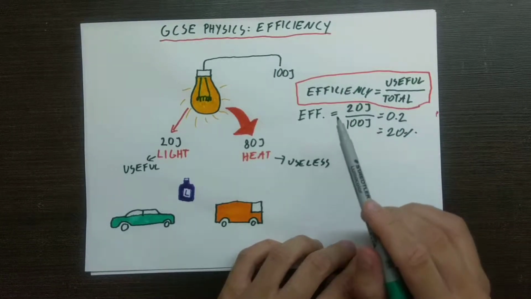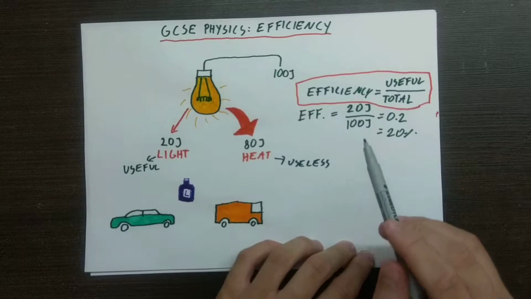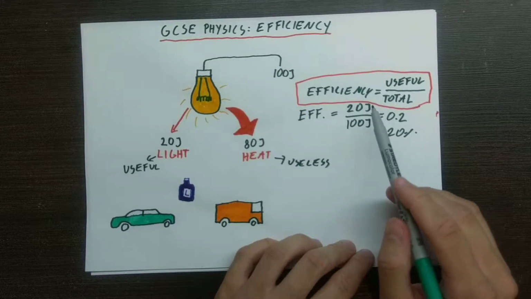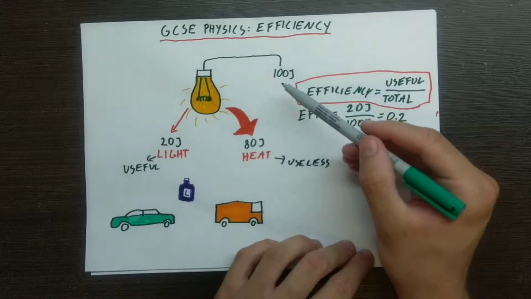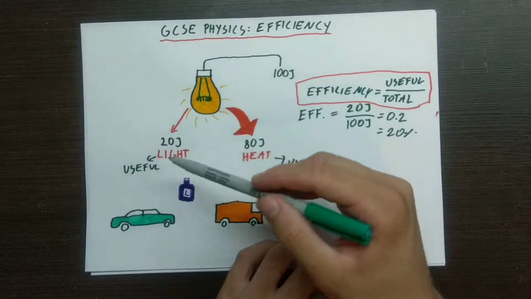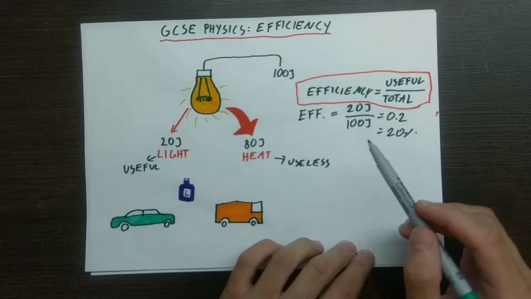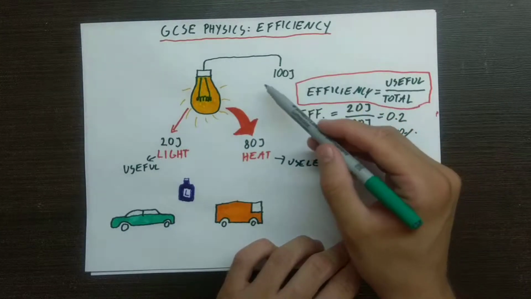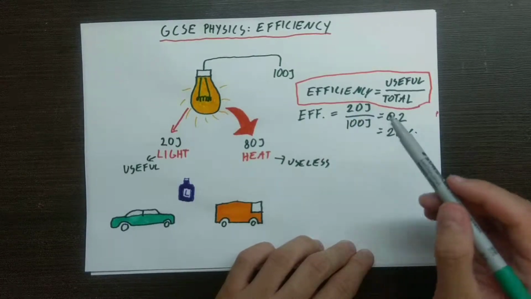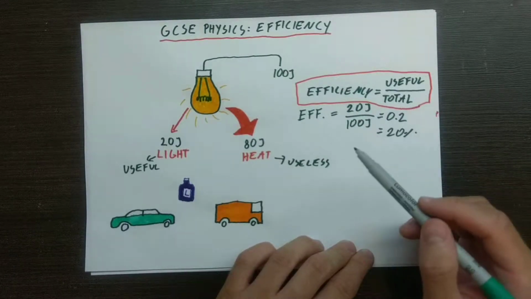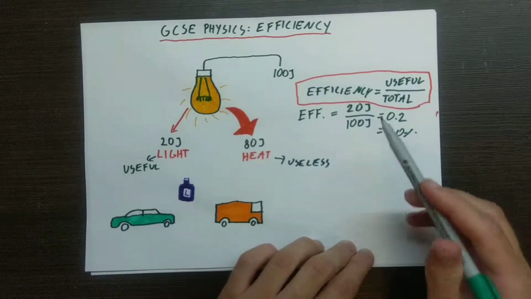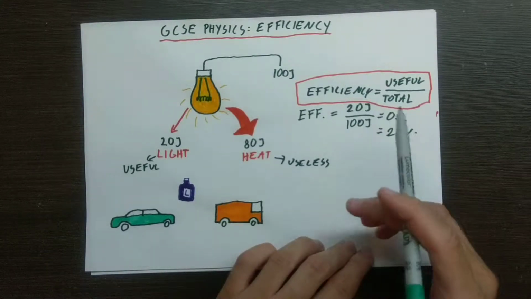If you don't know about power, check out the link in the description below. There's a video that will explain all about power. Power is essentially the rate of energy transfer, so we could also express this using power. If we don't know the total input energy and total output energy, we can use the total input power and useful output power. So we could divide useful output power by total input power. That's also how we could calculate efficiency.